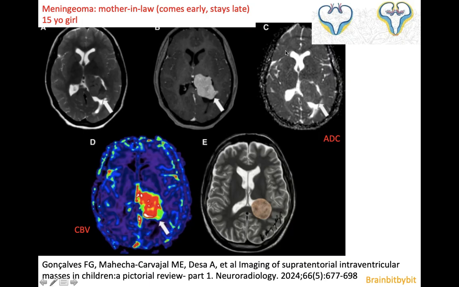You might know that meningiomas at the convexity have this so-called mother-in-law phenomenon on angiography. So they come early and they stay late. And you also have that in intraventricular meningiomas. And they have an increased CBV, which might be helpful to support the diagnosis of a meningioma.